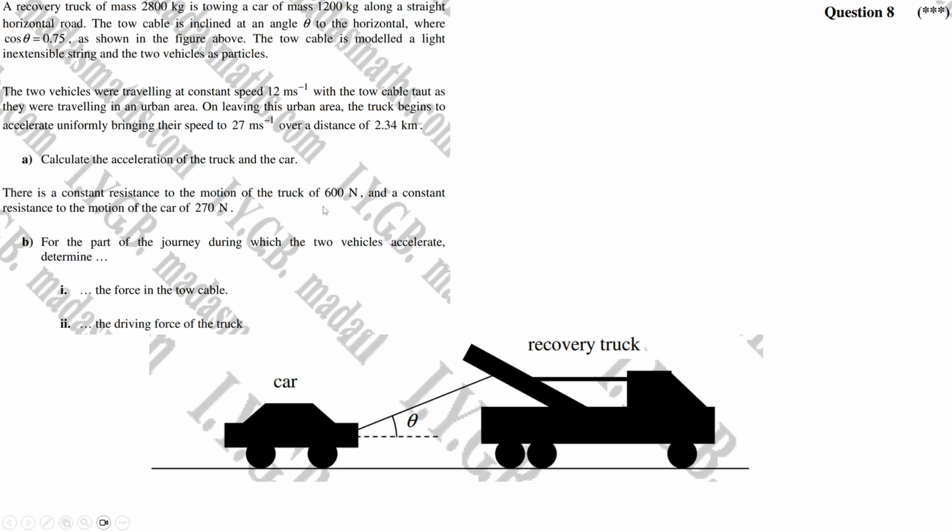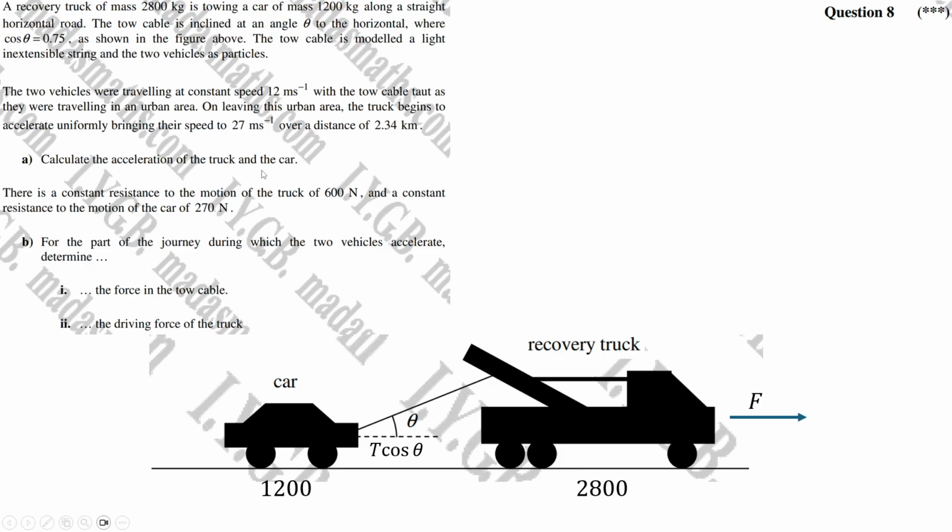Question 8. So you've got this situation here. We've got a driving force forwards, we'll call F, mass here of 2800, and then a mass here of 1200. We're told that cosine theta equals 0.75. You can say that this force forwards here, the horizontal component, is just T cosine theta. I've not split it up into the vertical component because you don't need to right now.